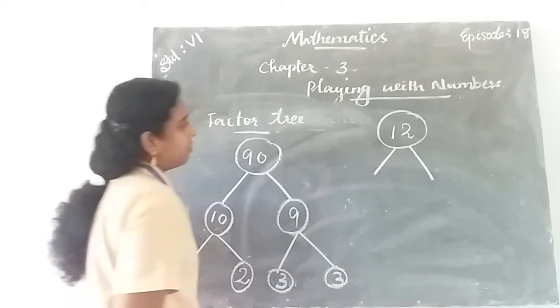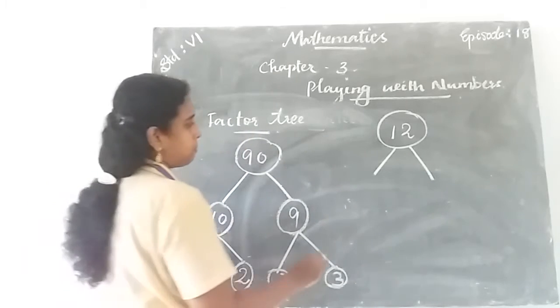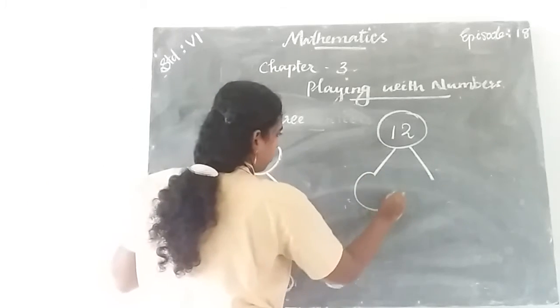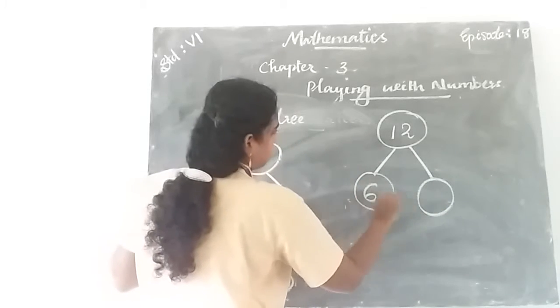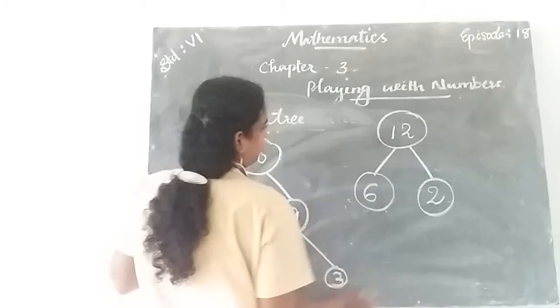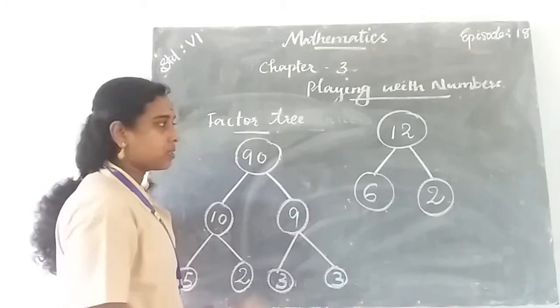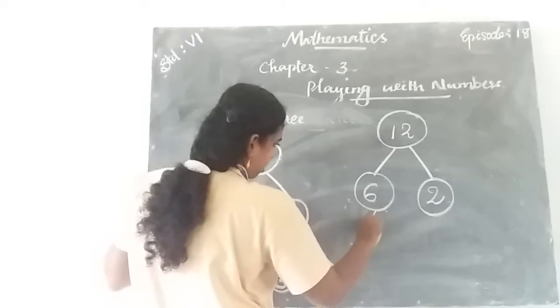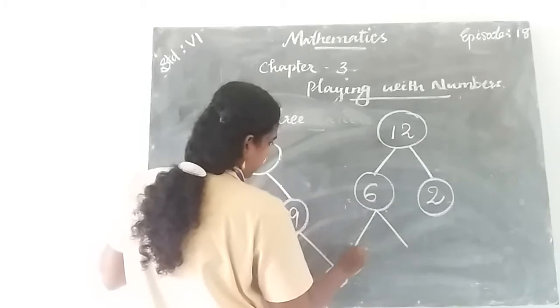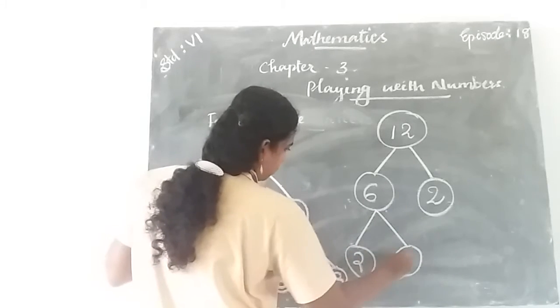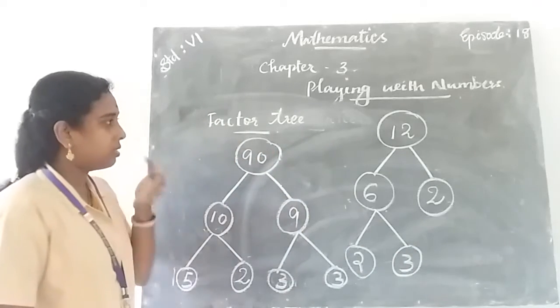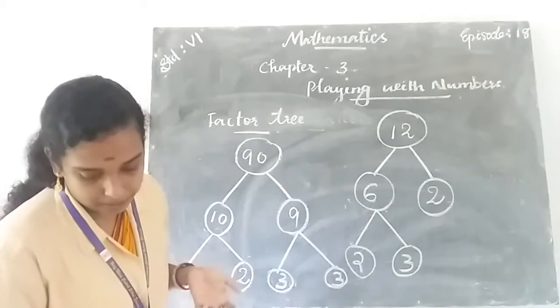For another example, 12. In the first step, 12 can be expressed as the product of 6 into 2. Here 2 is a prime number, so we stop there. Then 6 can be written as the product of 2 into 3. This is the factor tree of 12.